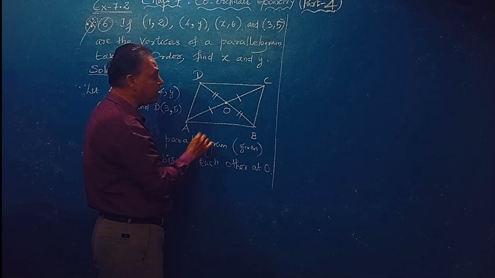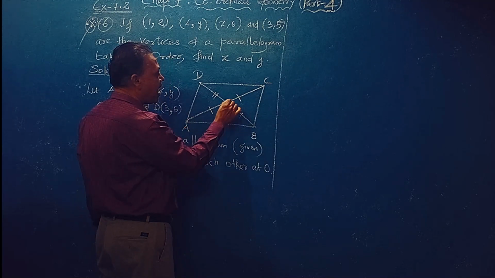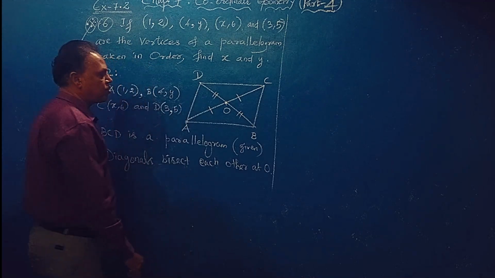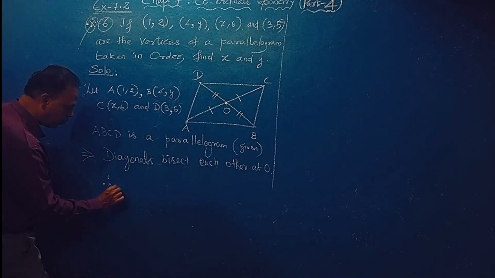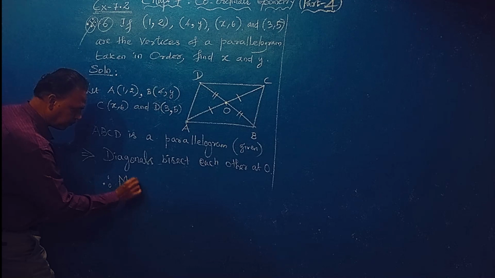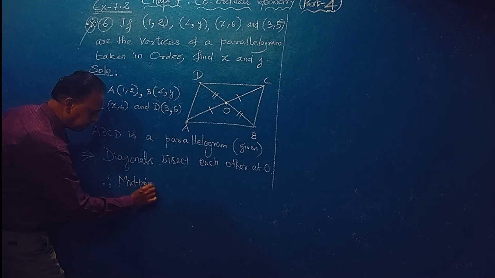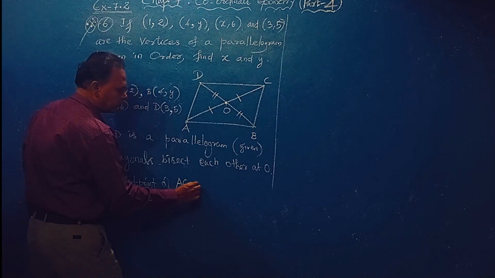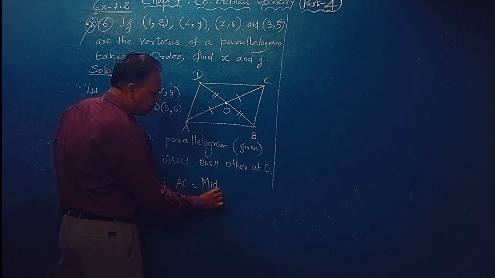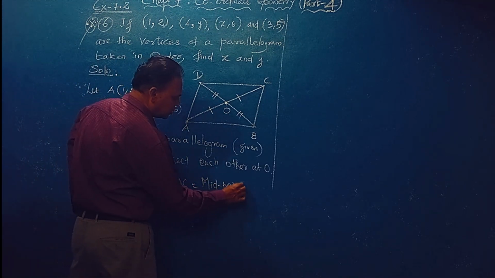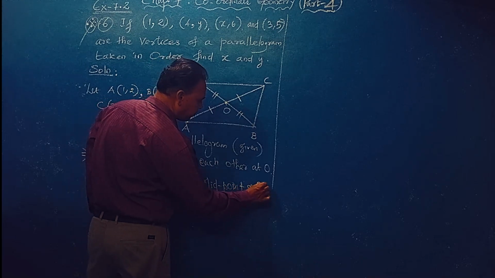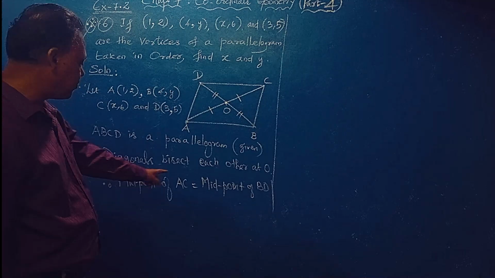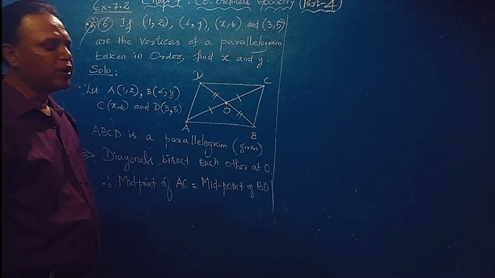So here now the O is nothing but the midpoint. O is the midpoint of AC and O is also the midpoint of BD. Both are the same, midpoints are the same. Therefore, you have to write here: midpoint of AC is equal to midpoint of BD. So this step is very important. Midpoint of AC equal to midpoint of BD.